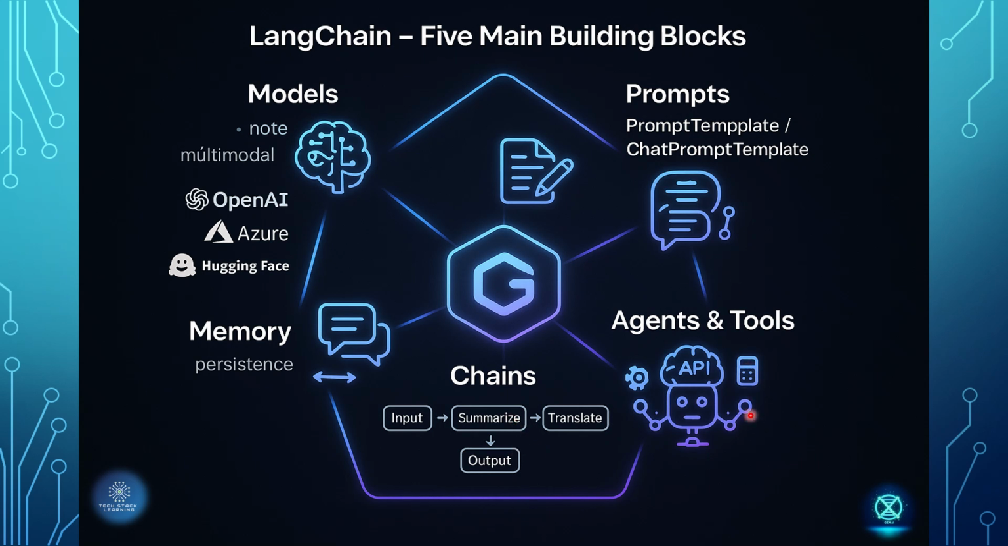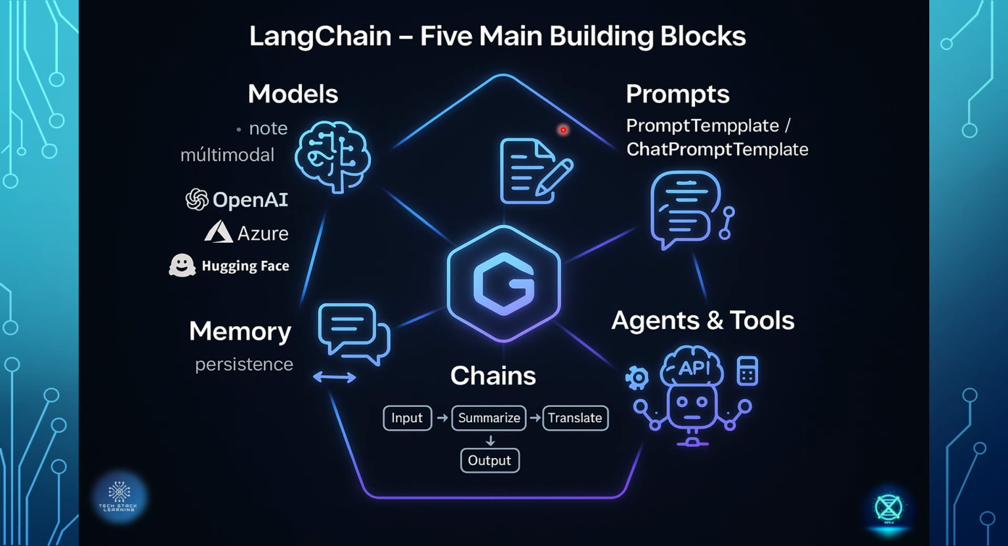And last but not the least, we have the agents and tools. Basically, agents are the latest trend now, where we have the LLMs that can make decisions dynamically, right? So each agent will have its own tools like APIs or knowledge bases or search engines, etc. For example, we can say an agent decides whether to query a database, fetch from Wikipedia, or call an API. So these are the five main building blocks of LangChain.